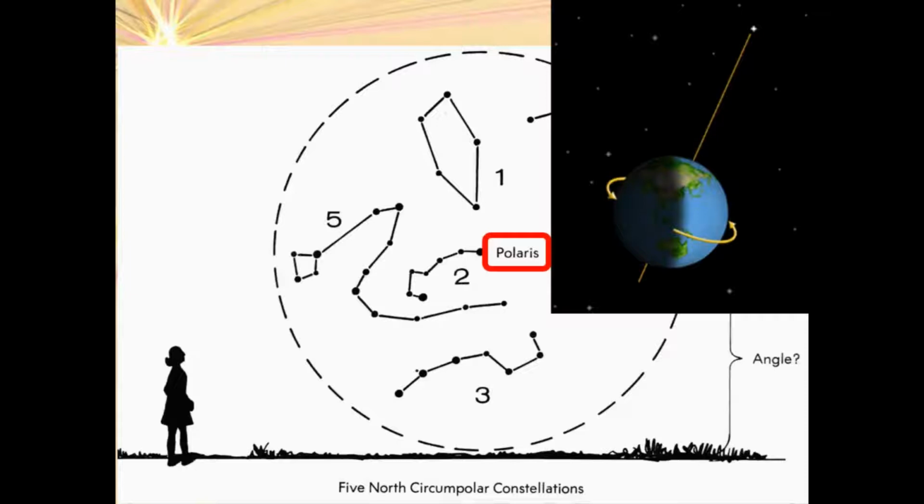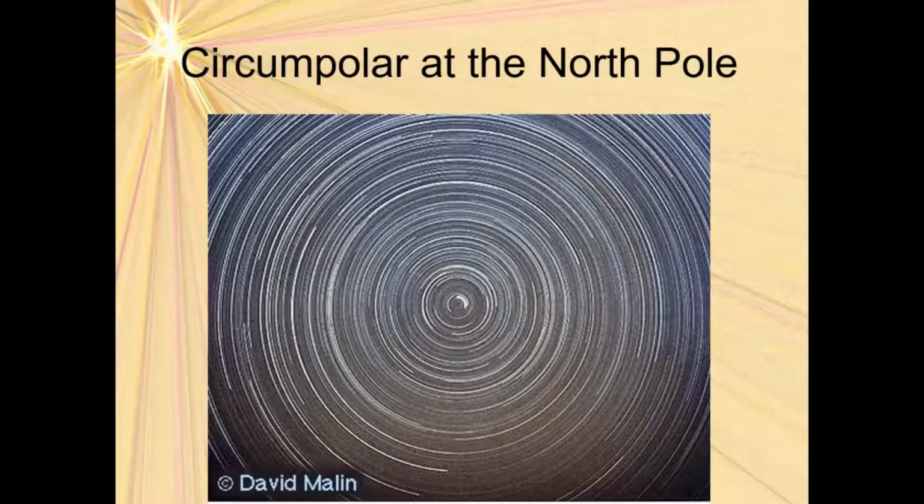A really cool thing about this is that Polaris does not appear to move through our night sky. So if you locate Polaris, you are locating the north direction. Now, all other stars appear to rotate around Polaris, and some of them make a complete circle and never set below the horizon. These are called circumpolar stars. The higher you are in latitude, or the closer you are to the North Pole, the more stars are circumpolar.